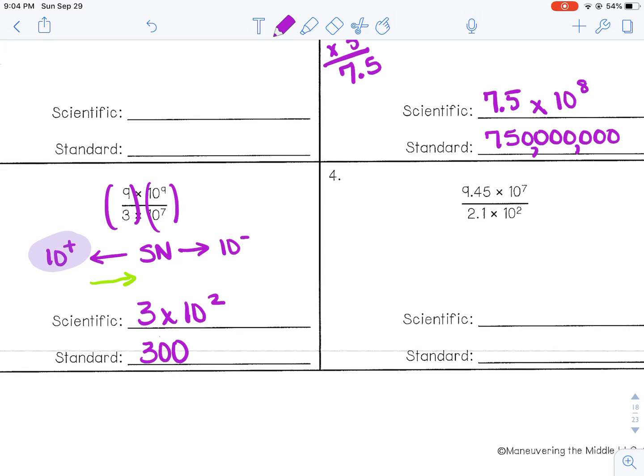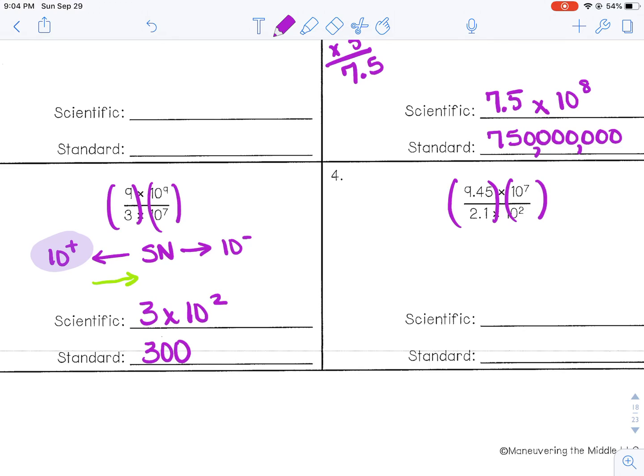Let's divide this number 4. Okay, so 9.45 divided by 21, or I'm sorry, 2.1. Well, I'm going to move the decimal over 1 to make it 21, and if I do that on the outside, I have to do that on the inside. So 21 goes into 94. I'm estimating 4 times. Okay, so 4 times 1 is 4, and 4 times 2 is 8. That was a good guess.